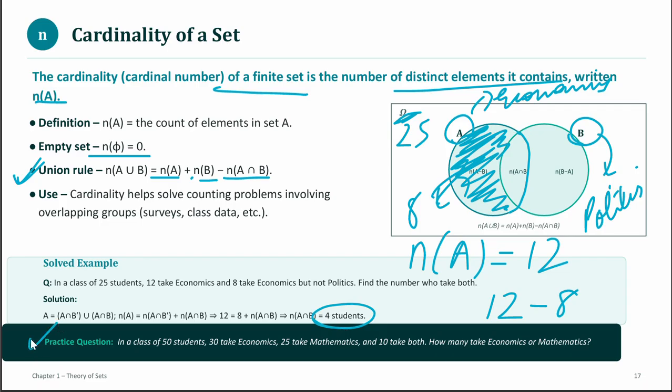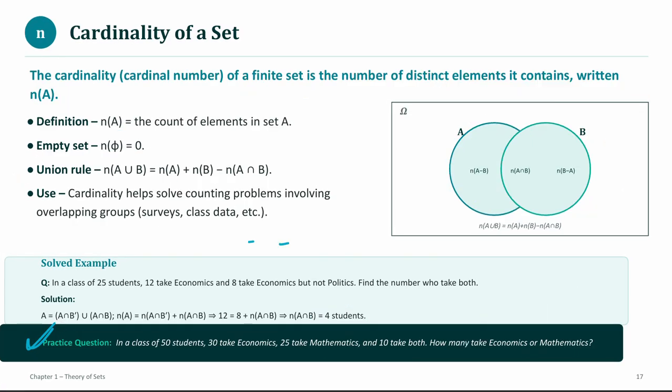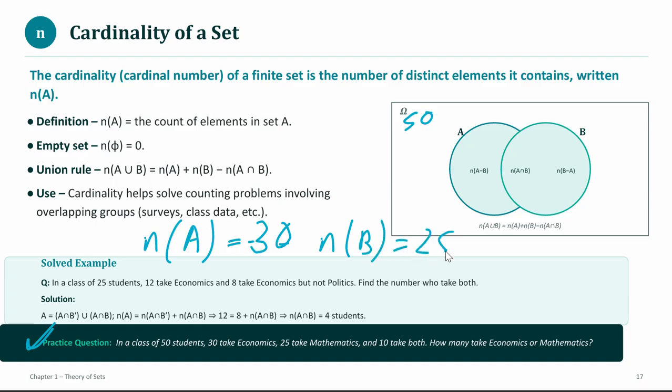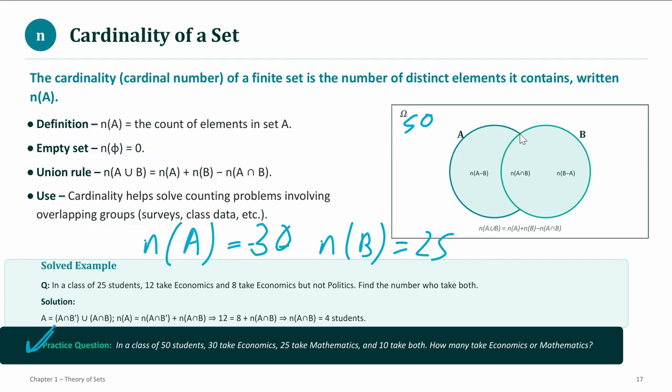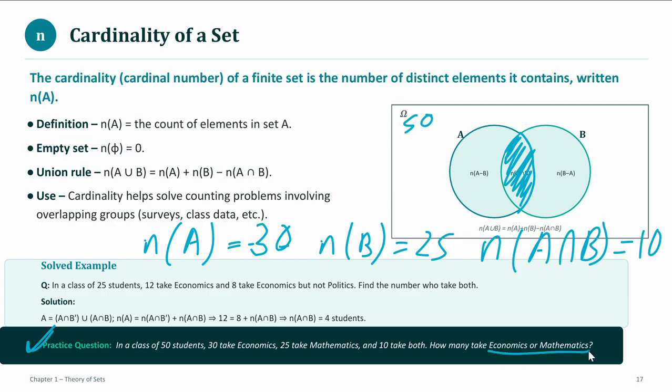Let us do one more practice question. In a class of 50 students, 30 take economics. This is the class of 50 students right here. I'm going to write here that n of A is 30, 30 take economics. n of B is 25, that means 25 take mathematics. And 10 take both, which basically means this area. So n of A intersection B is equal to 10. How many take economics or mathematics? Which means we need to find n of A union B.